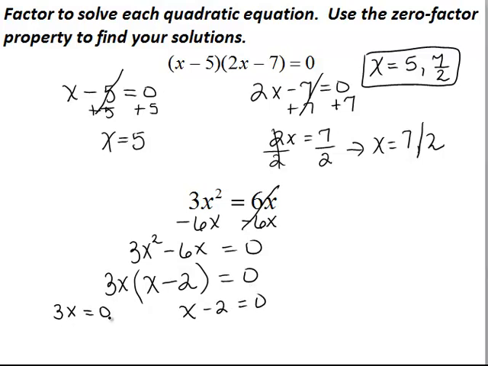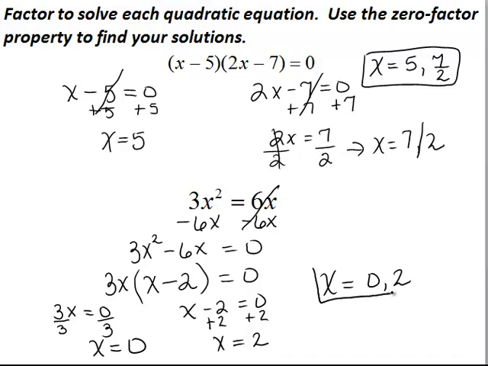So if 3x equals 0, then I'm going to divide both sides by 3. So x would have to equal 0 in this case. And for x minus 2 to equal 0, well, I'm going to add 2 to both sides. So then x must be equal to 2. So you may see your answer written like this, x equals 0, comma, 2. So it's either 0 or 2. That's the only way we'll get a product of 0 here. So we have solved the given equations by using the zero factor property.